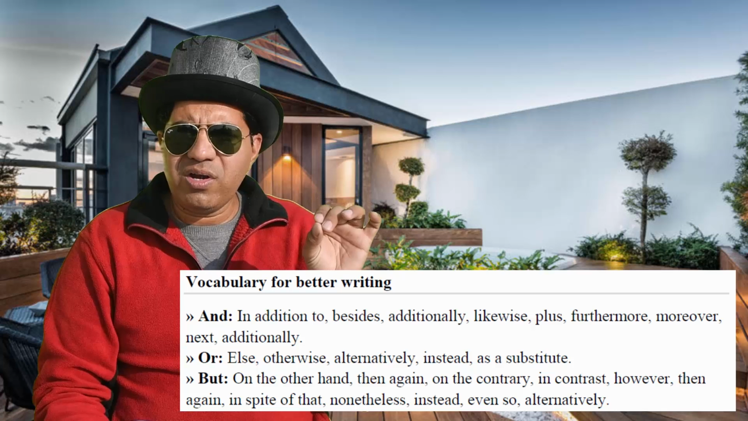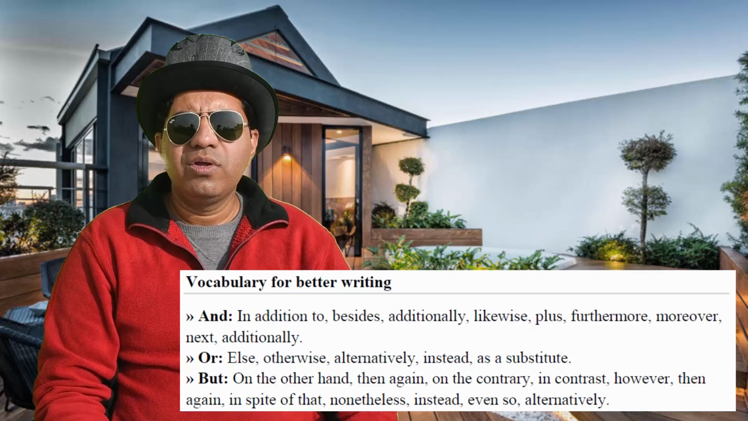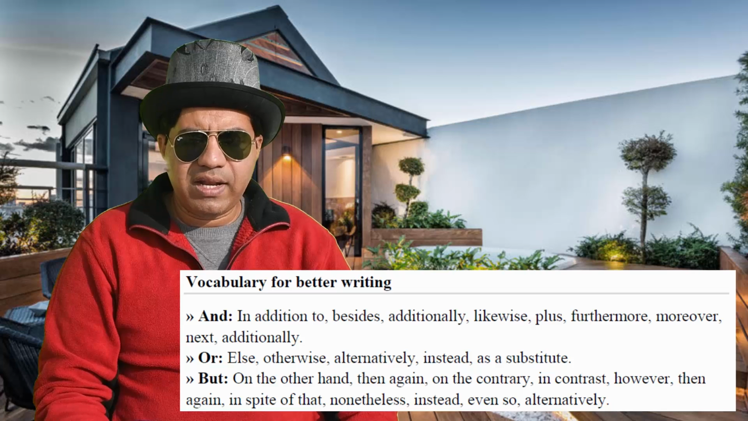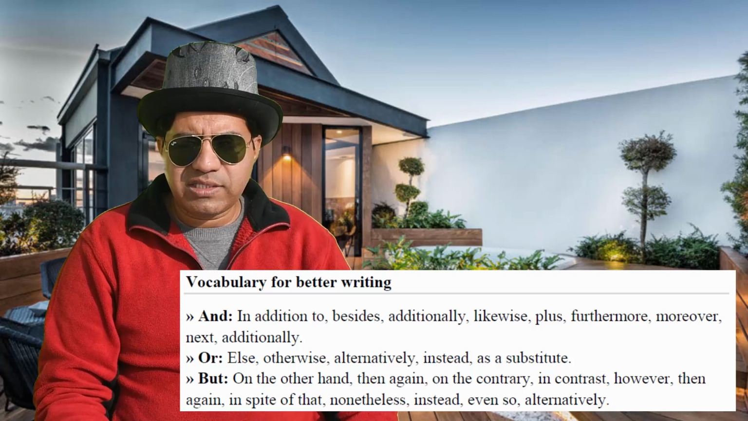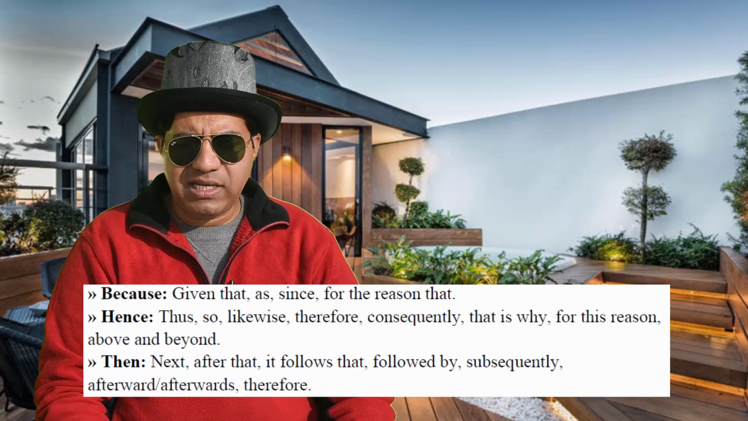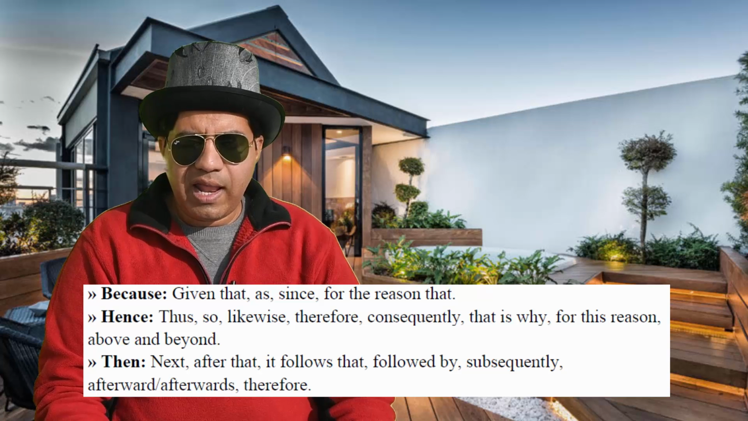Instead of or, you can say else, otherwise, alternatively, instead, as a substitute. Instead of but, you can say on the other hand, then again, on the contrary, in contrast, however, in spite of that, nonetheless, instead, even so, alternatively. Instead of because, you can say given that, as, since, for the reason that. Instead of hence, you can say thus, so, likewise, therefore, consequently, that is why, for this reason, above and beyond.